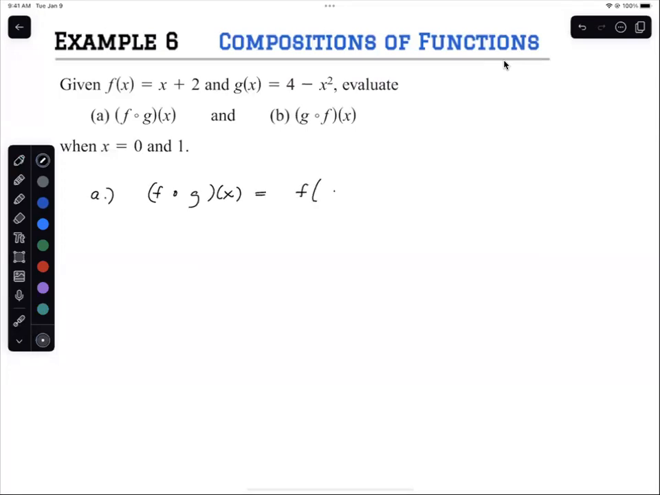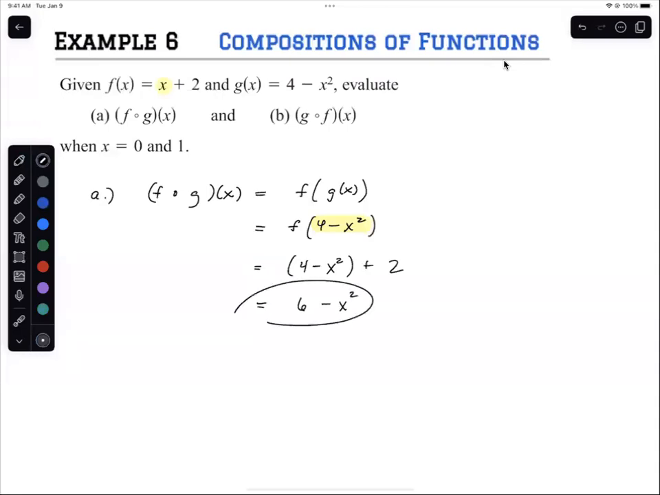is f of g of x, where g of x is 4 minus x squared. So that means that wherever I see an x in f of x, I'm going to replace it with 4 minus x squared. So it's going to be parentheses 4 minus x squared plus 2, because I'm replacing the x with the entire g of x function. Combining like terms, you're going to get 6 minus x squared.